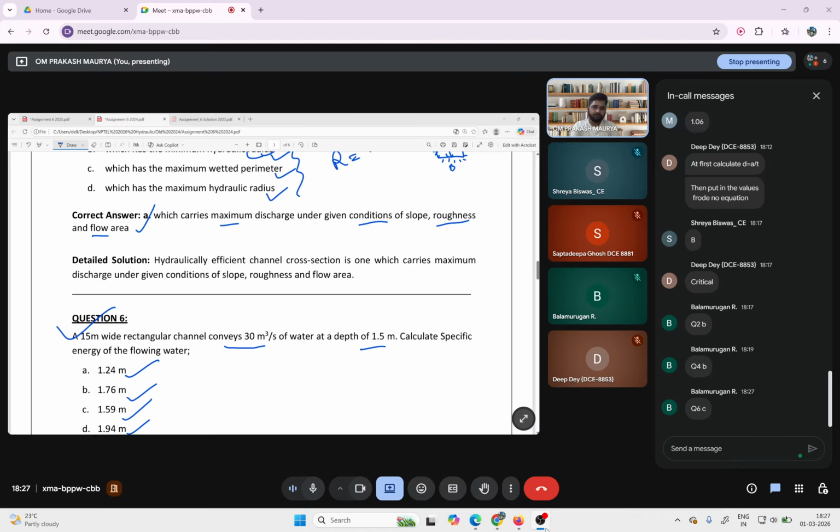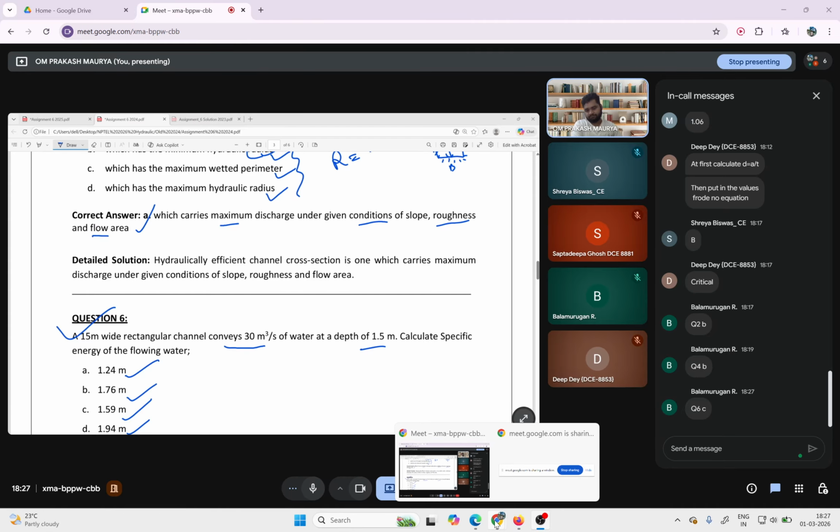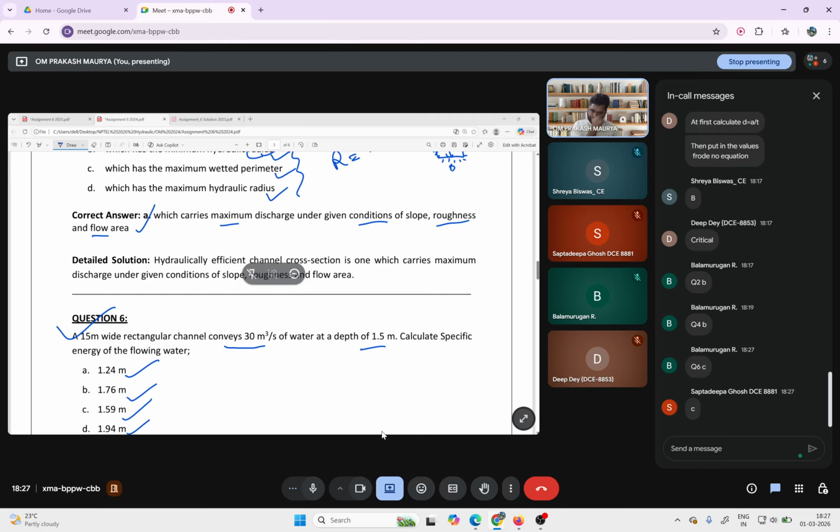Okay, so Bala is telling C option is correct for question number 6. Ghosh is also telling C. Nice. That is 1.59, it means the answer is coming. So the questions are very simple here. You only have to understand some fundamentals about open channel flow and some formulas also. Shreya is also telling C option.